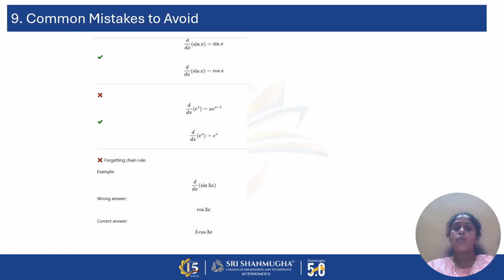Then forgetting chain rule. If I give d by dx of sin 3x, they will simply write the differentiation of sin is cos, so cos 3x. You should not forget to apply chain rule. So it is 3 cos 3x.